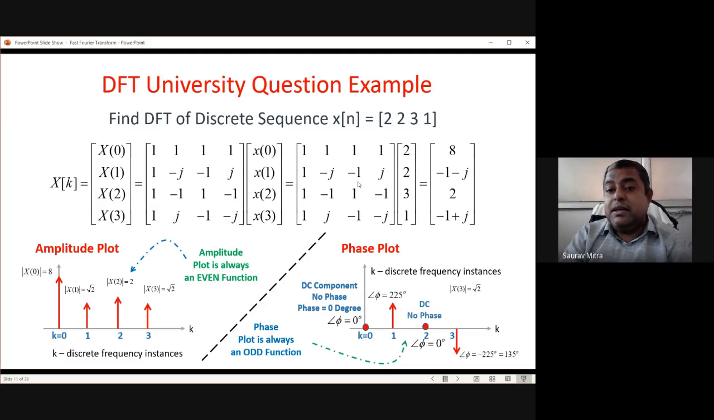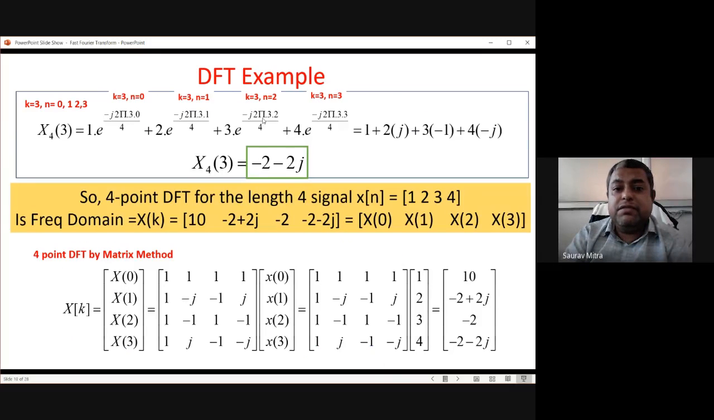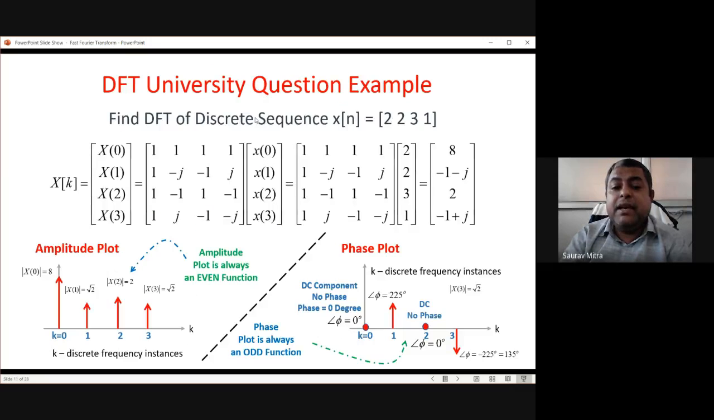So this twiddle factor matrix is nothing but the way the twiddle factors are arranged, as in the previous detailed discussion, whatever rules I have shown you. So this is called the first principle rule. Whatever the twiddle factors are, the way they appear, we have put in a matrix form. So that is this matrix. And if you multiply this matrix with the input signal, you get this one.